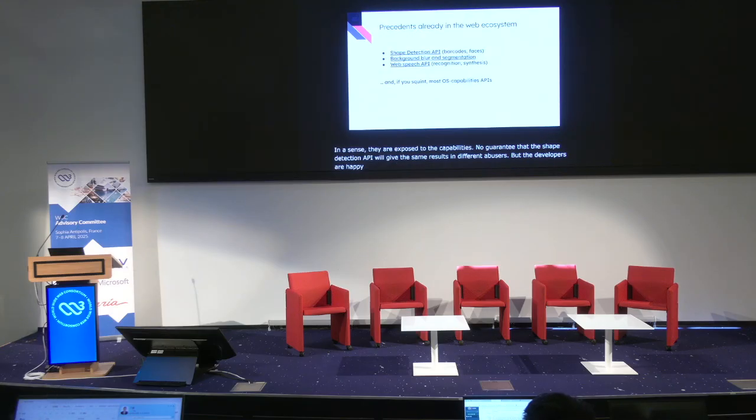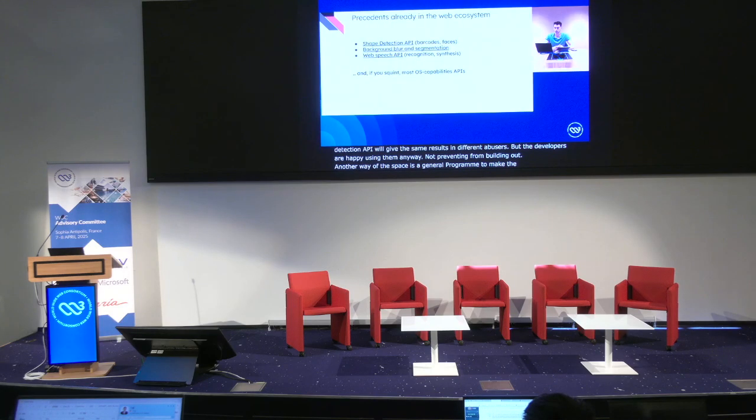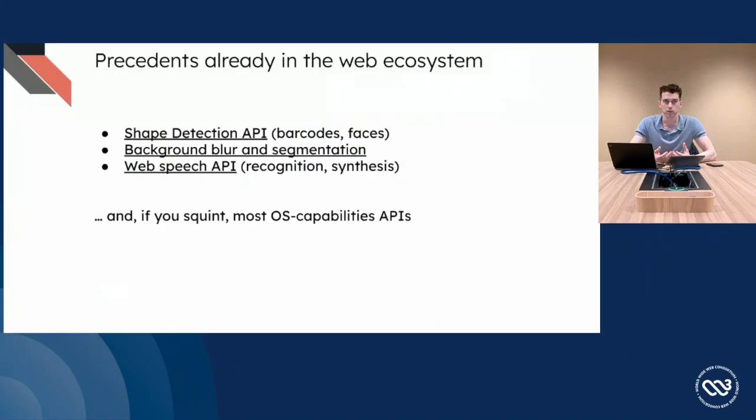Another way of looking at this space is that it's part of the general program to make the web a powerful development platform, and one that exposes all the features of the underlying operating system. So like most operating systems come with various sensors or other capabilities, these days, operating systems often come with machine learning models. And so just like we want to work to expose those other OS capabilities to web apps, in Chrome at least, we want to expose these bundled ML models to web apps.